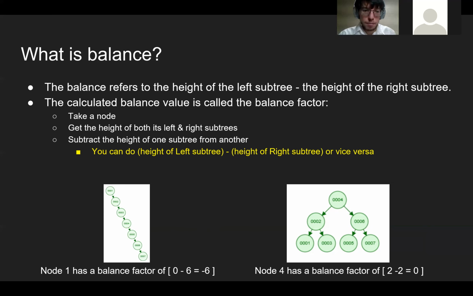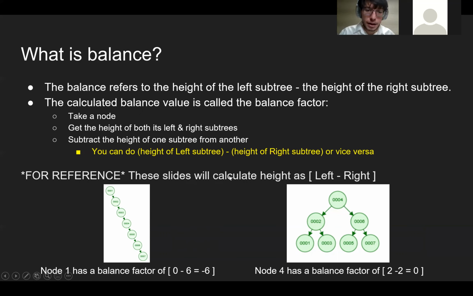As long as you're consistent with it, in these slides we're going to do height of left minus height of right. But to find whether a tree is balanced, it's also perfectly fine to do height of right minus height of left, as long as you're consistent. In these slides, we'll do left minus right.